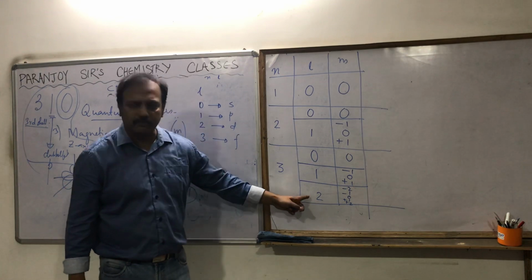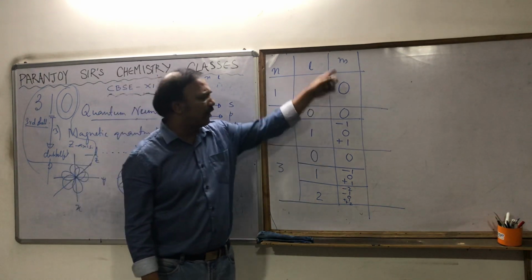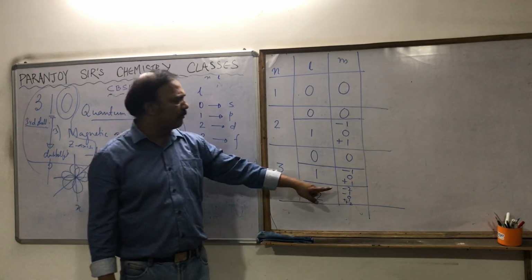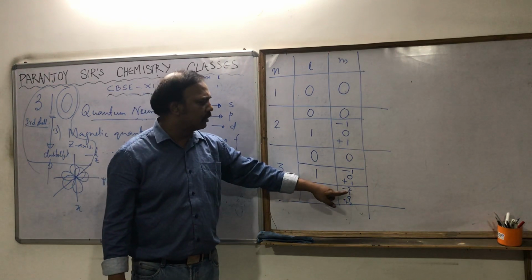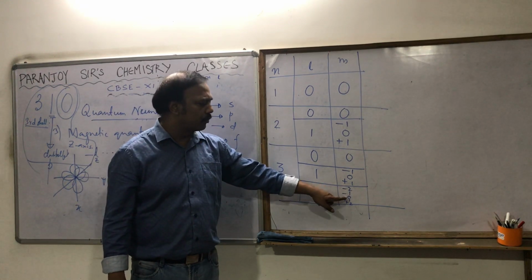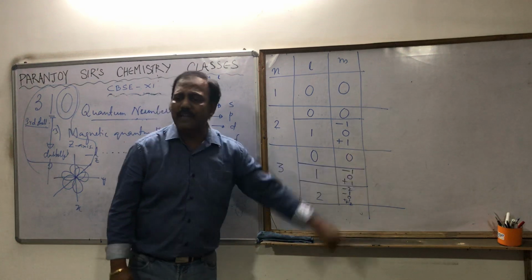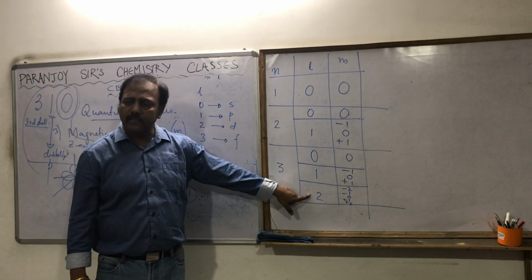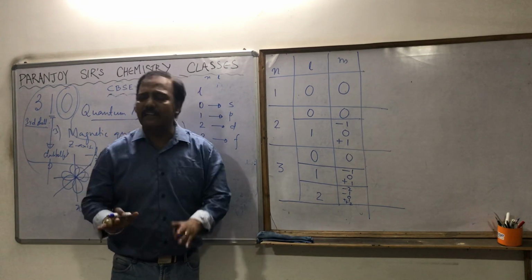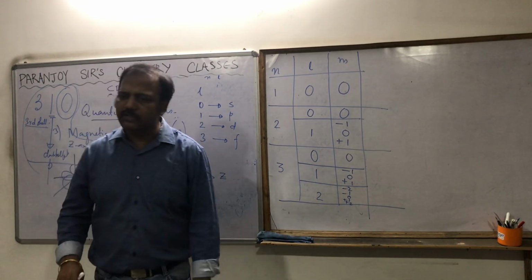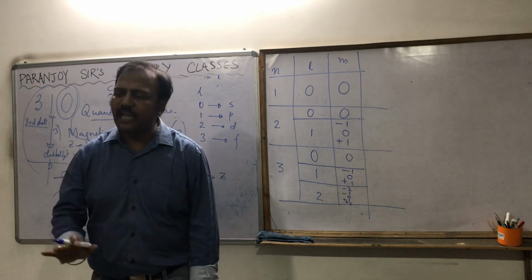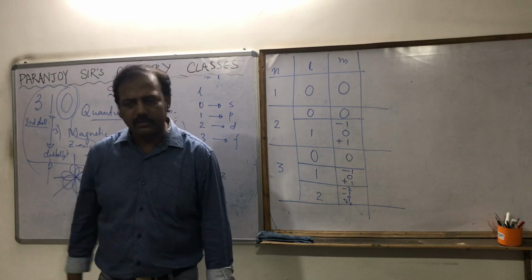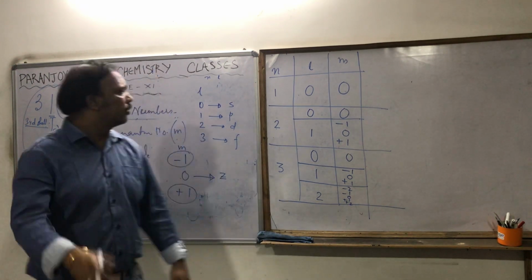if l is equal to 2, what are the possibilities of m? The possibilities of m are -2, -1, 0, +1, +2. So 5 possibilities are there. That means l equal to 2 means d orbital. So there can be 5 different d orbitals oriented in 5 different directions. Clear? Okay, so let me write it.